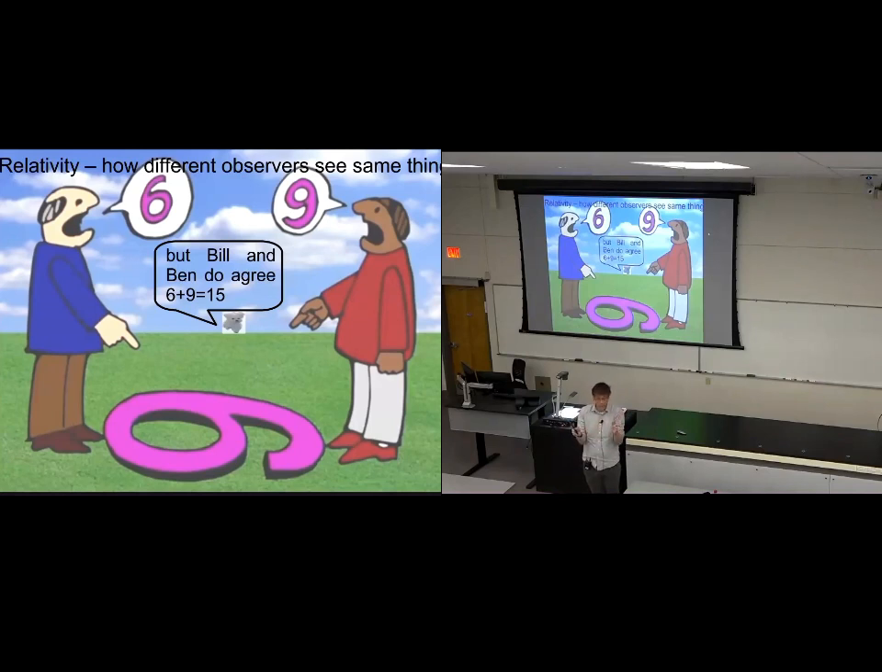That was a relative thing, like the 6 and 9 interpretation of the number for Bill and Ben. That's a relative thing. But the pedestrian and the passenger agree that the law of gravity and the laws of motion describe the situation. And in this picture, Bill and Ben agree that basic mathematics, basic arithmetic means the sum of 6 and 9 is 15.